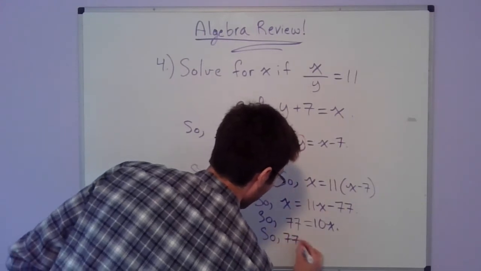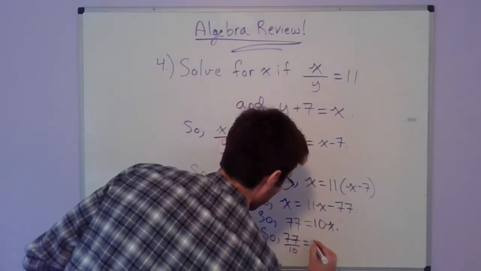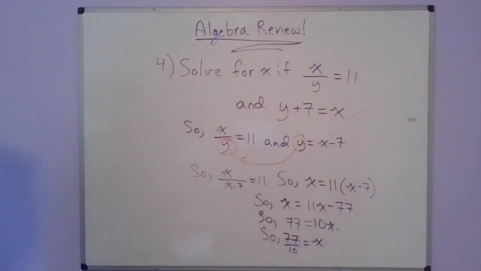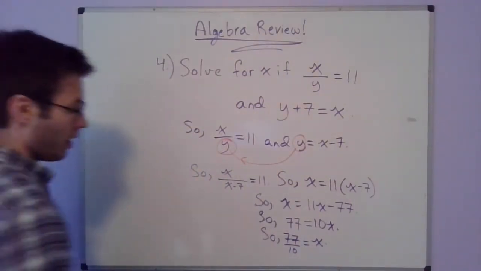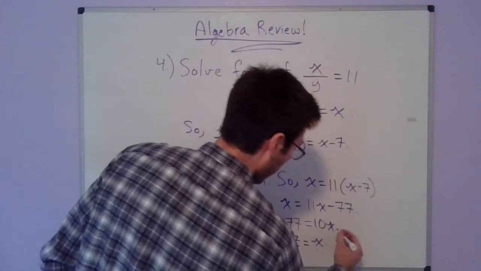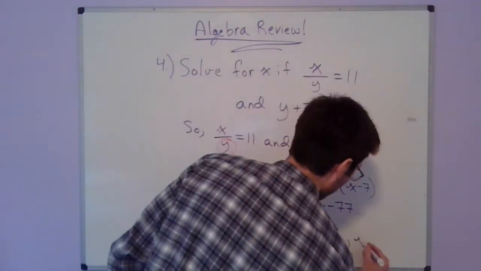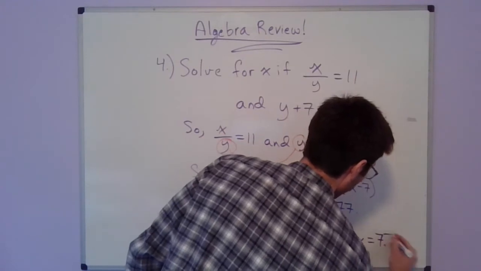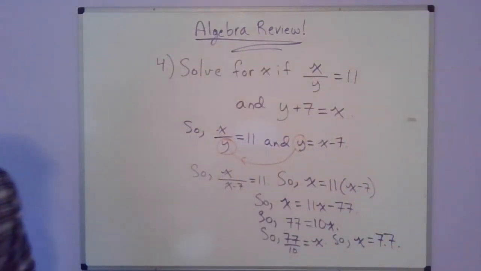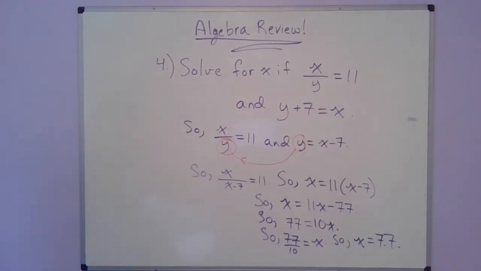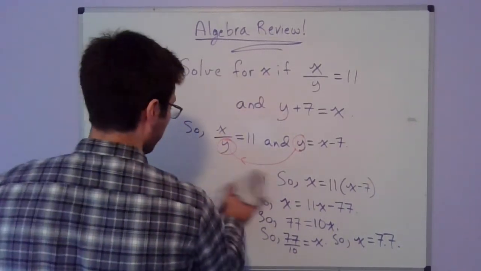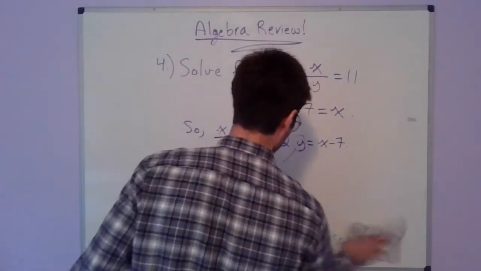So 77 divided by 10 must be what x is, right? Because I divide both sides by 10. And remember, the decimal just moves over 1 here because I have 1 0. So really, x equals 7.7. So that's how you do that. Erase this. On to the next one.